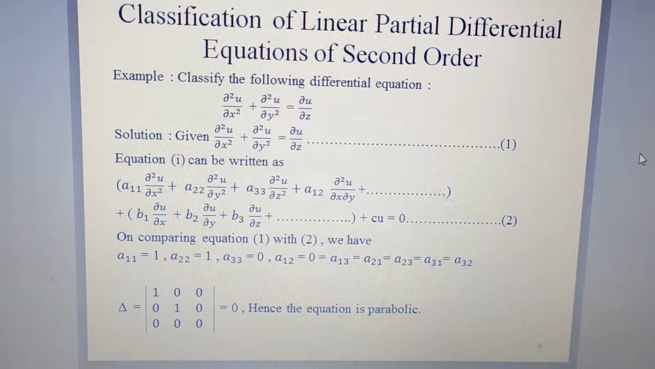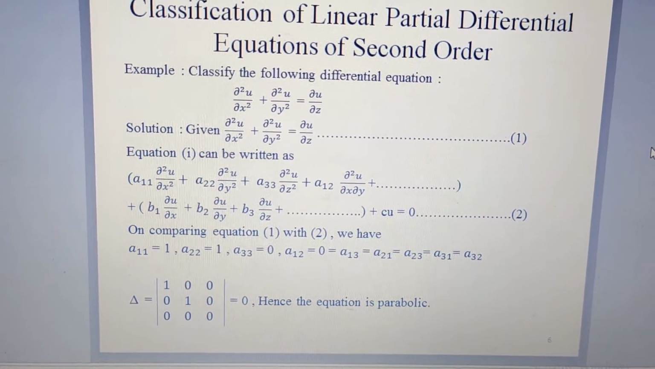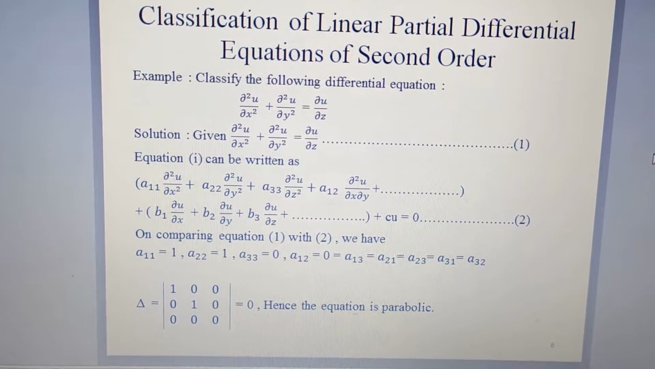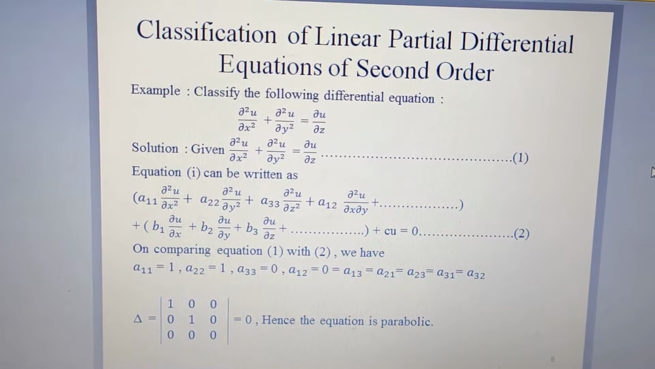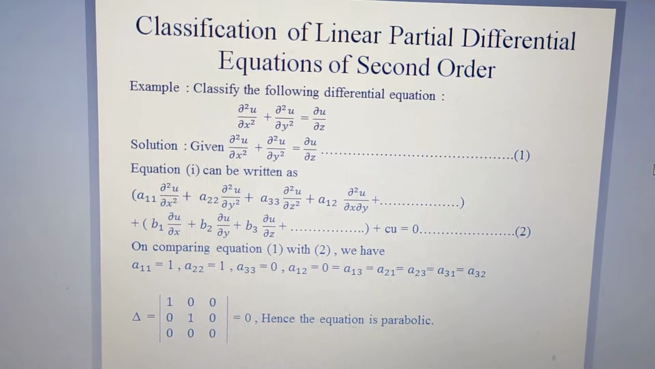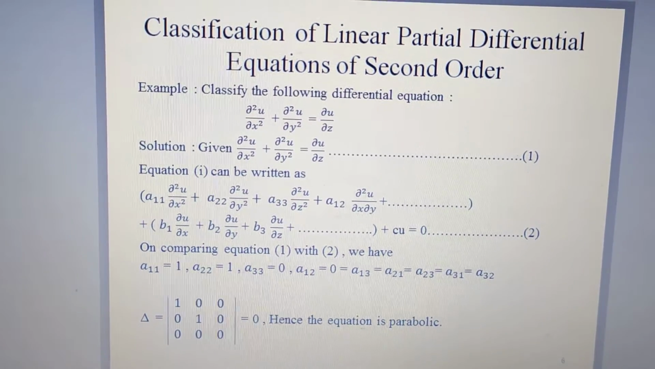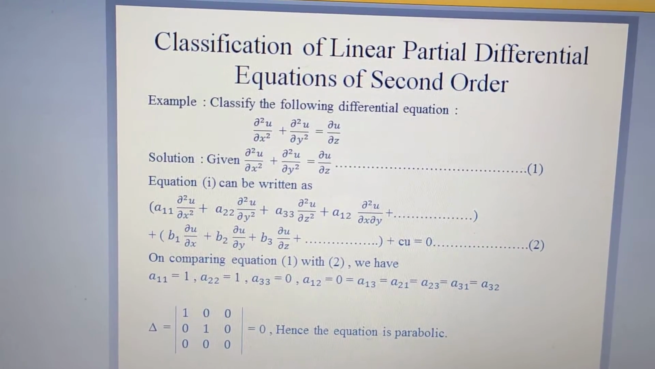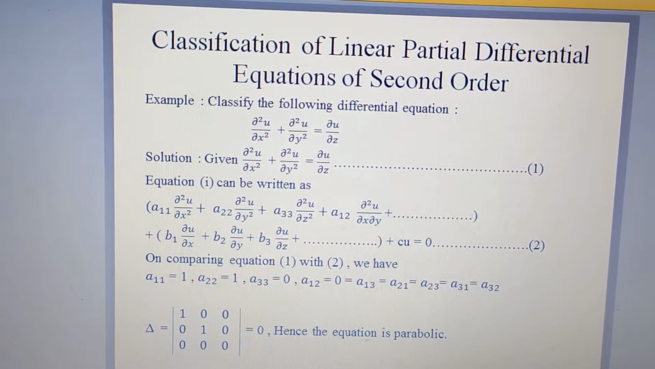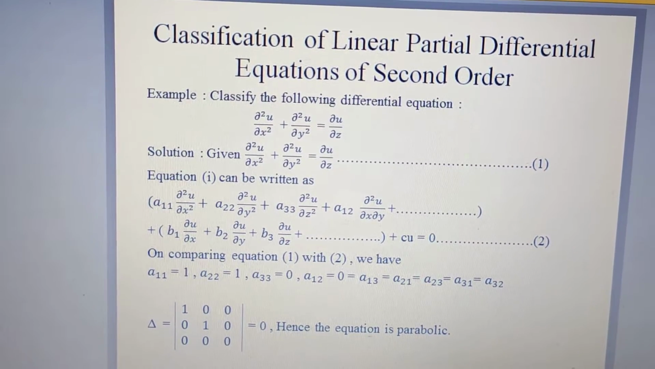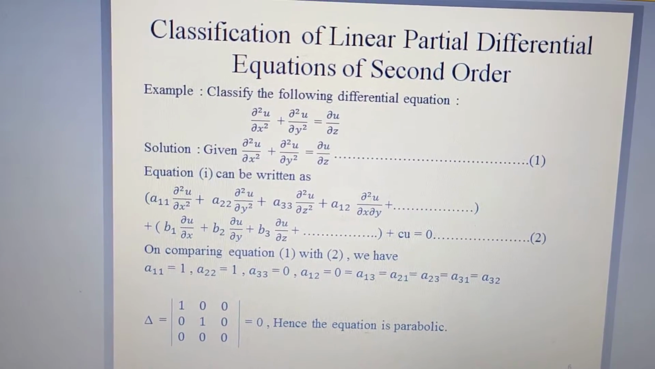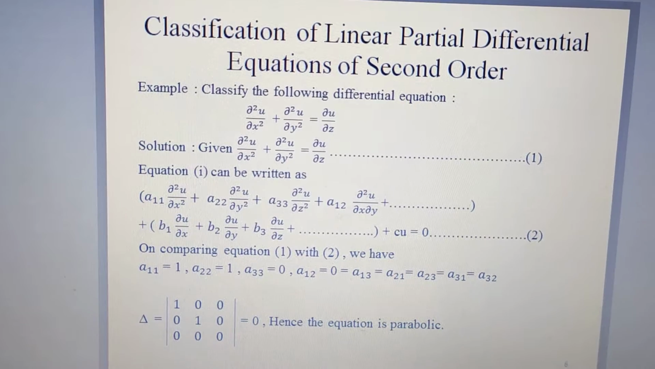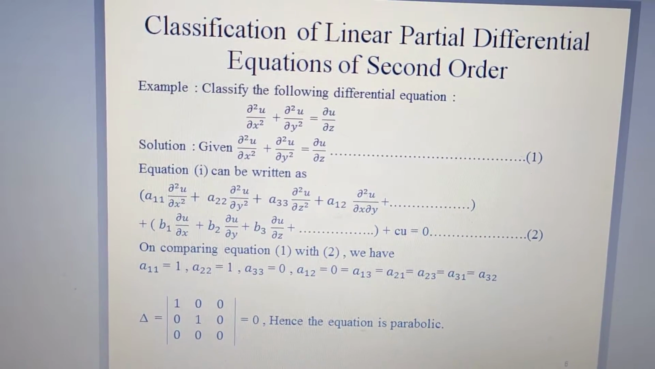A11 del 2u upon del x square, A22 del 2u upon del y square, A33 del 2u upon del z square plus A12 del 2u upon del x del y, A23 del 2u upon del y del z and so on, plus B1 del u upon del x, B2 del u upon del y and so on, plus c equal to 0. If we compare the first equation with the second, we get A11 is 1, A22 is 1, A33 becomes 0, A12, A13, A21, A23, A31, A32 all are 0.